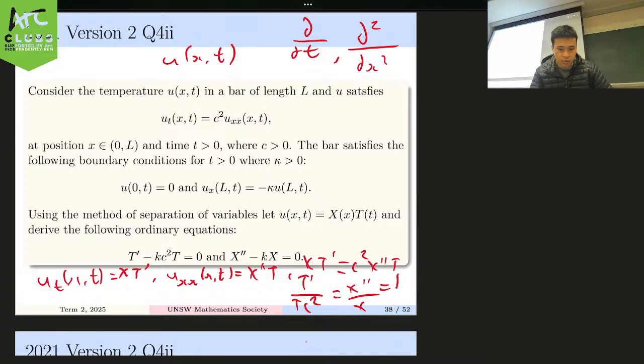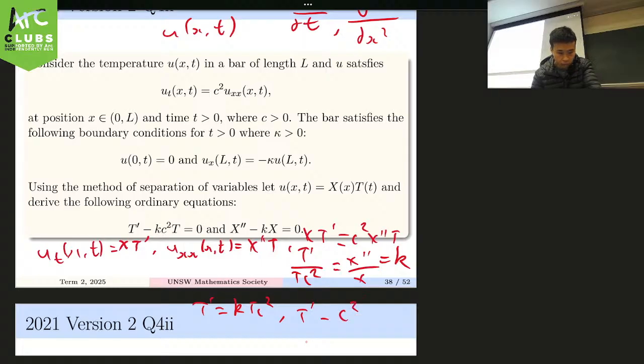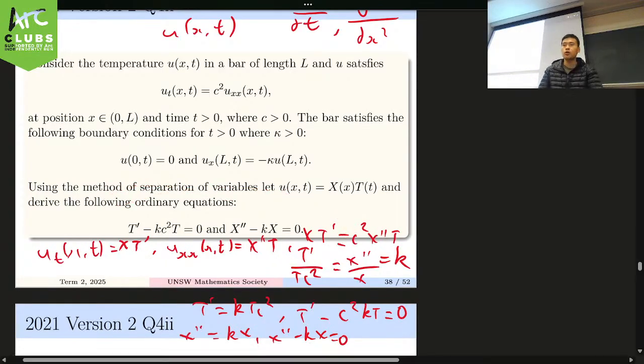So essentially we're letting this equal k. It doesn't matter what k is, but what can we do from here? Well, individually, let's just focus on the t's. So T dash is equal to k T squared, and then rearranging, it's T dash minus c squared k T equals 0. Okay, they flipped around, but whatever. Other side, X double dash minus kX equals 0. So that's how we can divide these into ordinary equations. Essentially we just turn the question from a PDE into two ODEs, for the purpose of separation of variables.